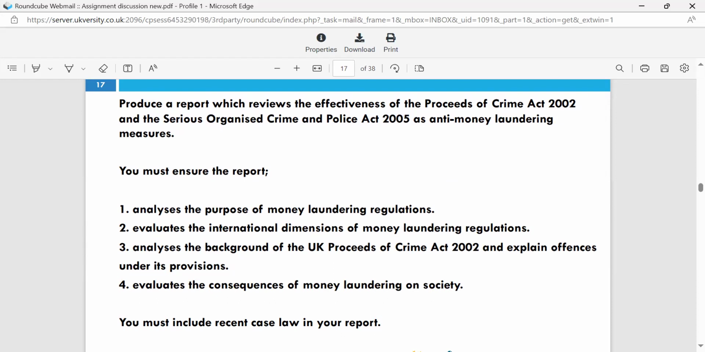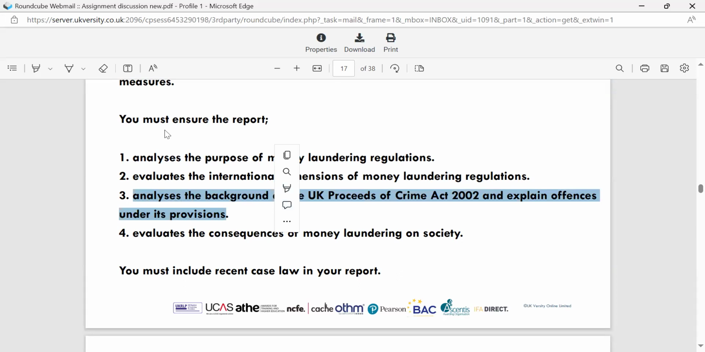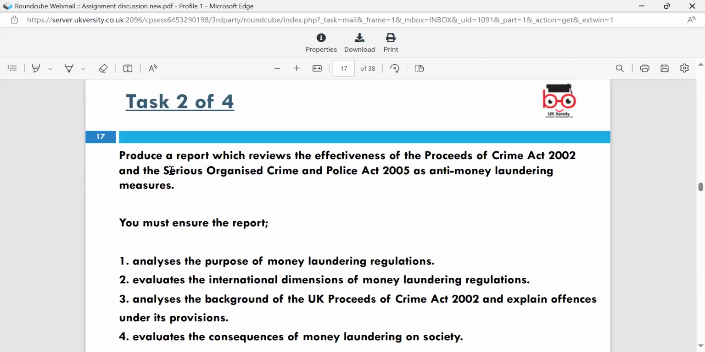In the report, you must ensure that you are, number 1, analysing the purpose of money laundering regulations. Number 2, evaluate the international dimensions of money laundering regulations. Number 3, analyse the background of the UK's Proceeds of Crime Act 2002 and explain offences under its provisions. Then you need to evaluate the consequences of money laundering on society. So there are 4 parts to task 2.